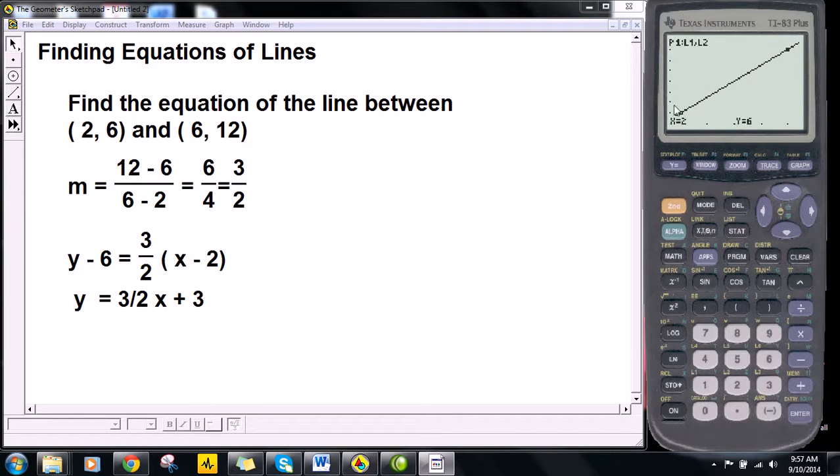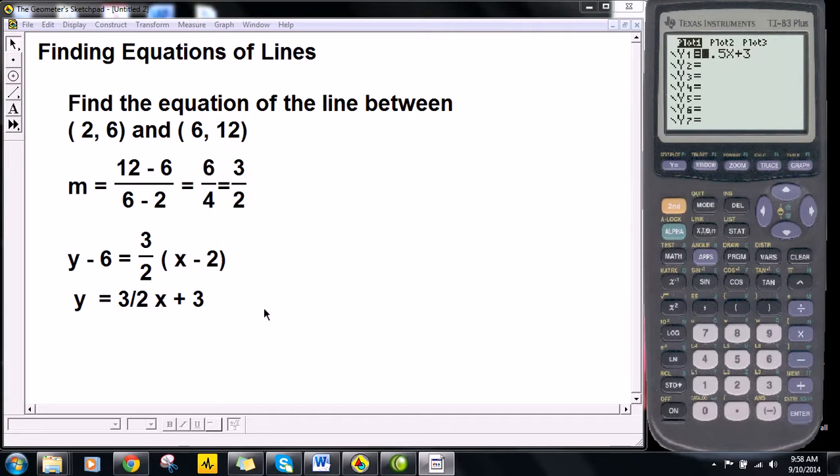And the calculator verified. Here's 2, 6. Here's the point 6, 12. Surely that line goes through both. Remember, a line is determined by two points. Two points determine one line. I found the equation of that one line through those two points. One line through two points. And the equation of the line is 3/2 x plus 3, or 1.5 x plus 3.